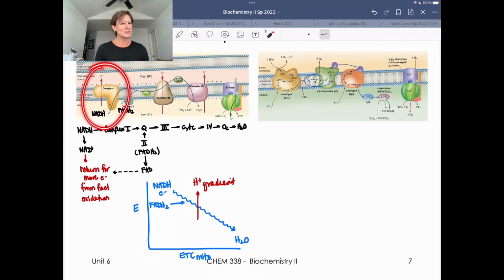In complex 1, that's through the wiggling, the conformational changes in complex 1 that allow for pKa shifting to both pick up and then let go of protons, picking them up from the matrix and then delivering them to the intermembrane space.